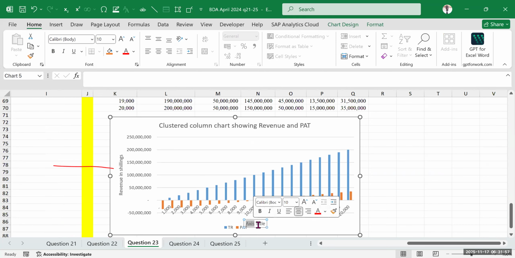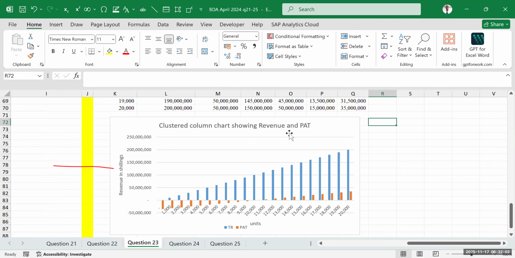The x-axis, obviously, these are now units. These are units like that. And you are done with that chart. So part B is done.